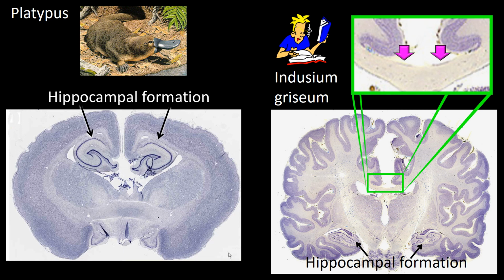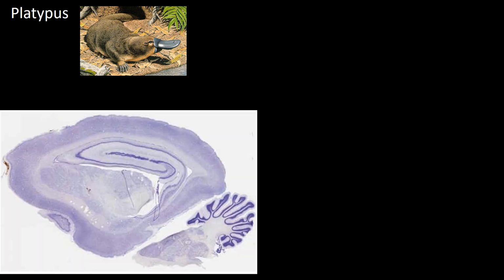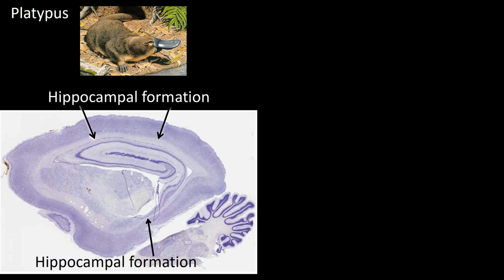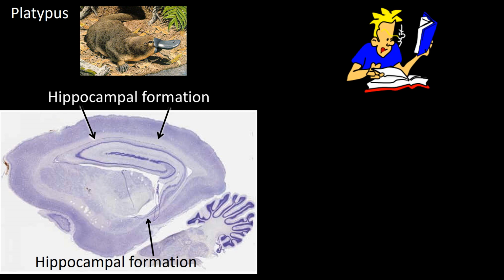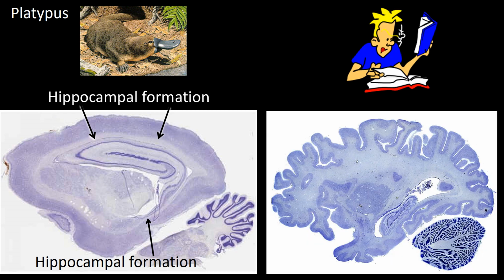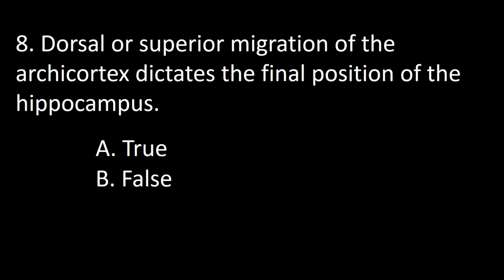I am showing you the platypus again to include a parasagittal cut. Notice the small size of the hippocampal formation inferiorly and its large size superiorly. In humans, in a cut at a similar level, you can see that the hippocampus is located ventrally. So the answer to this question is B.